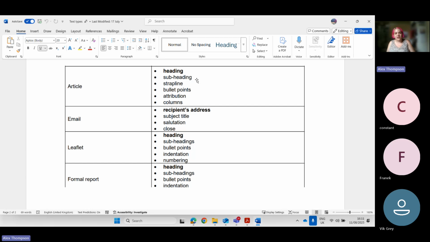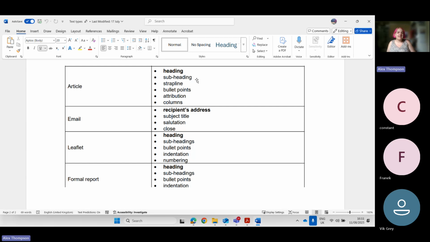So the things that they would like us to include, the one in bold at the top, heading, is the most important one. A heading, also known in an article as a headline, similar as well to a title. We often have a subheading underneath and or sometimes what's known as a strapline. If you're unfamiliar with any of these terms, don't worry, we'll be going through them all.